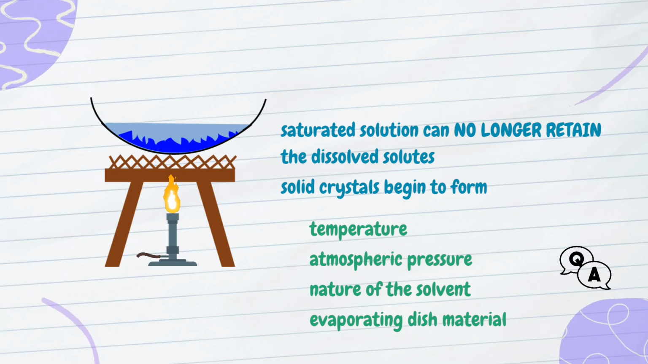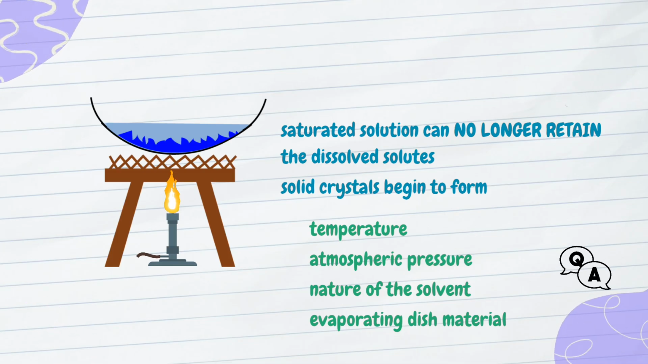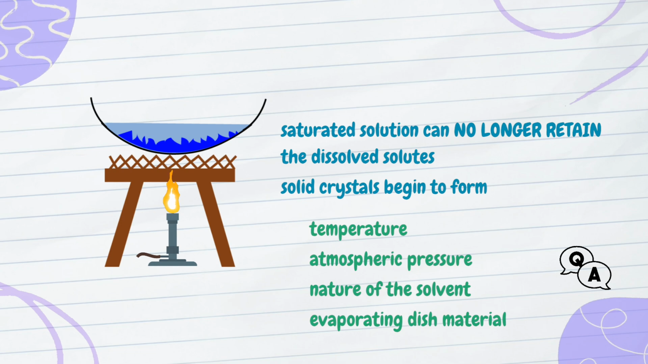Another quick challenge: if you had two evaporating dishes, one large and one small, which would cause evaporation to happen faster? Think about the surface area.